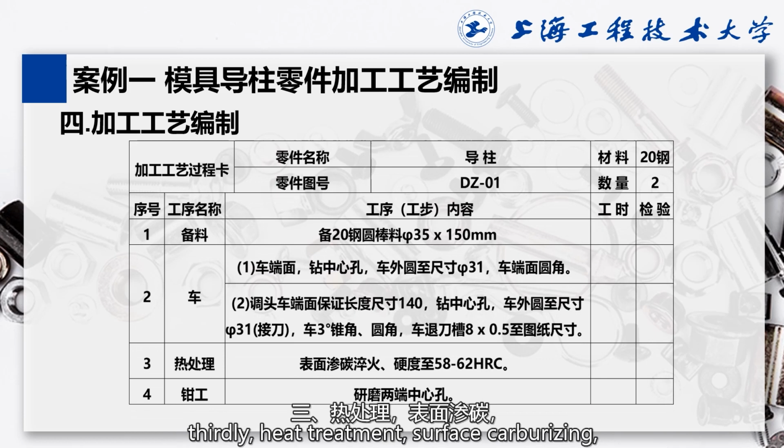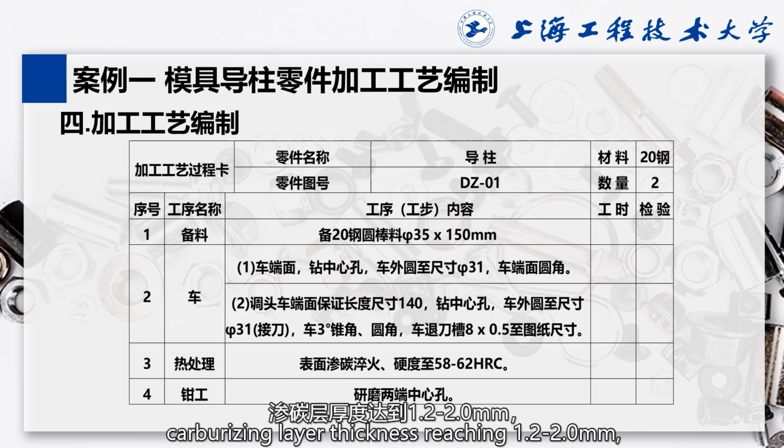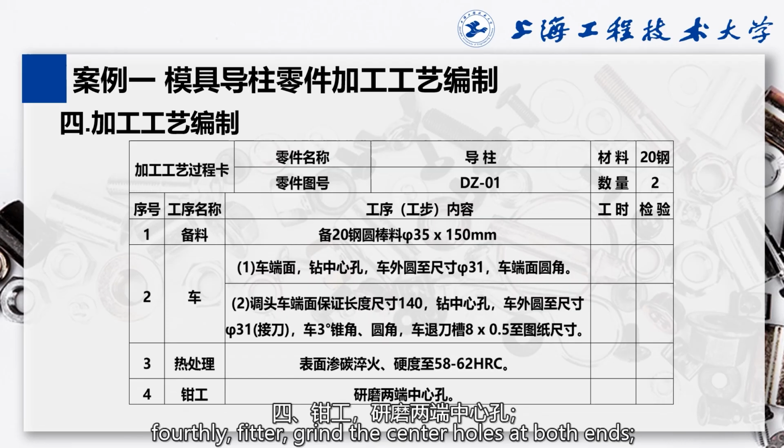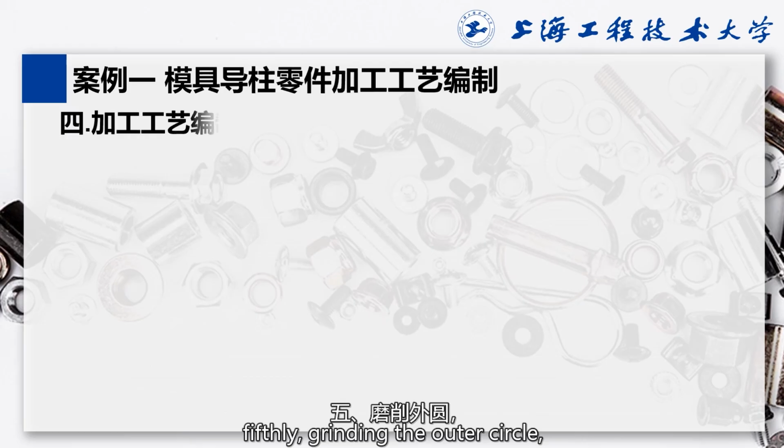Thirdly, heat treatment: surface carburizing layer thickness reaching 1.2 to 2.0 mm, quenching and tempering to 58 to 62 HRC. Fourthly, grind the center holes at both ends. Fifthly, grinding the outer circle.